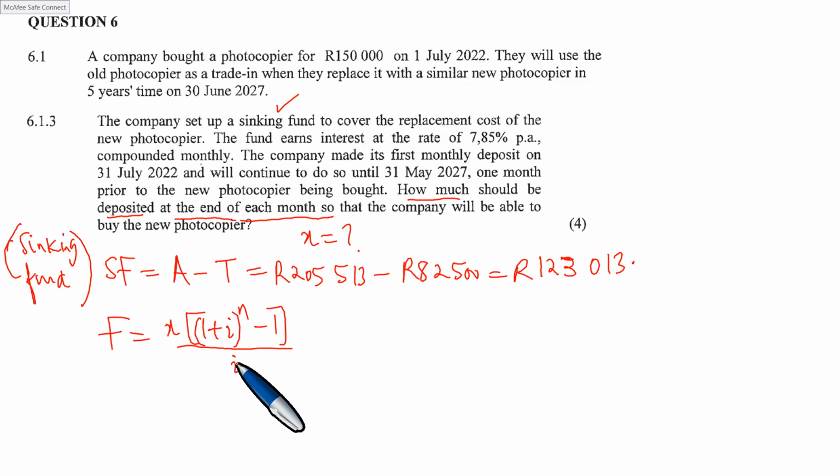And so let's do substitutions here. We substitute everything here. What is the sinking fund, which is the future value? So it is 123,013 is equal to X.